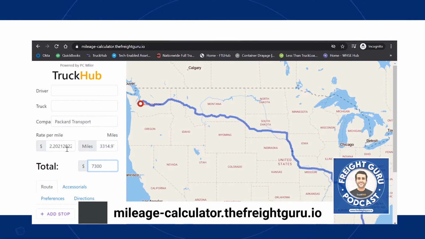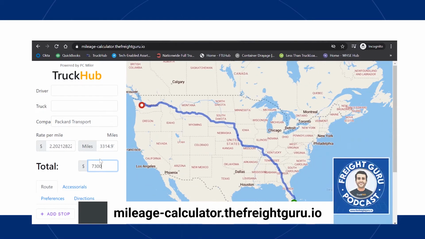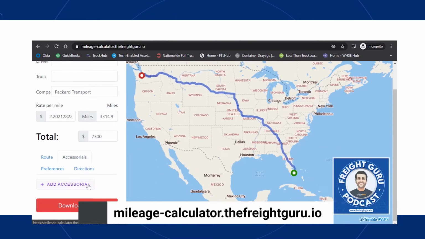backhaul market in Miami. Now, the other interesting thing about this widget that we're providing is that it's able to add accessorial fees. So let's say this shipment was bonded, or let's say you had to pay a fee at a lumper, a cash advance for offloading or loading. You could add that fee here. You could add the accessorial right here. So if it was bonded, you could add the accessorial.